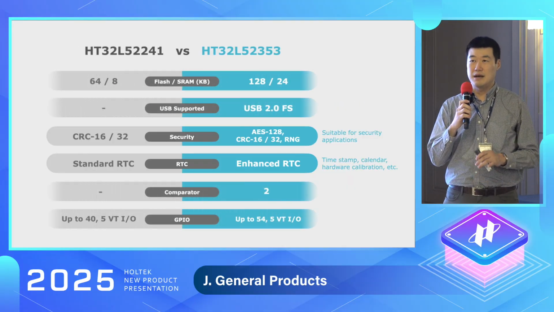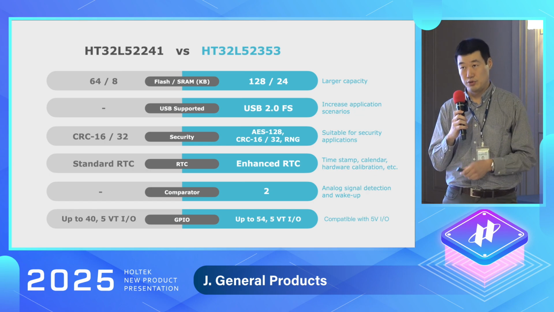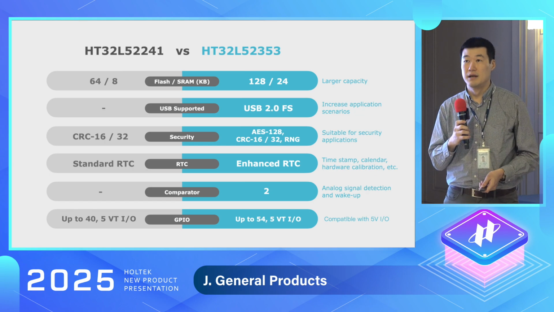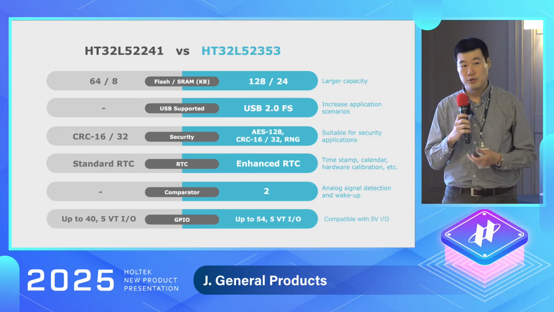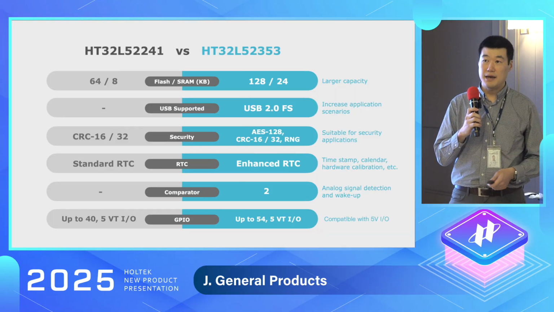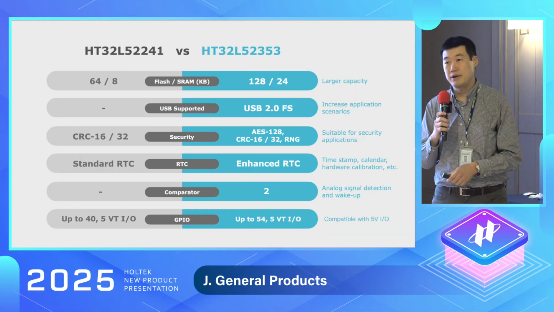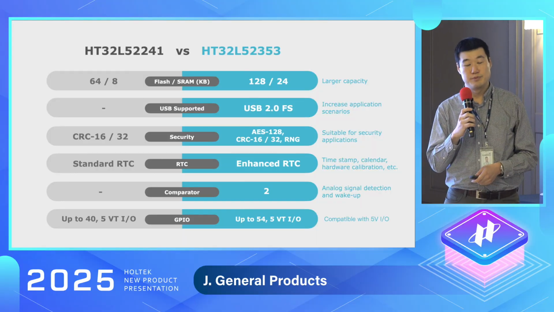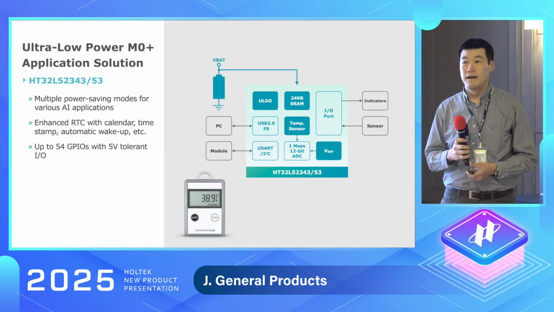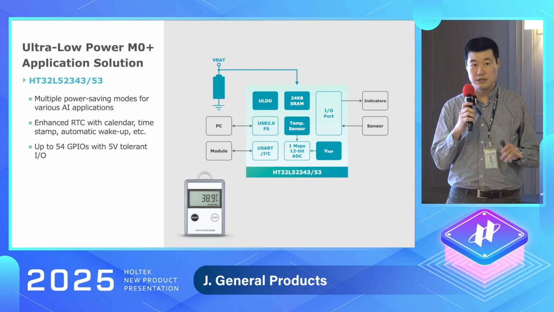Let's take a look at the comparison between the previous generation ultra-low power MCU and the new ultra-low power MCU. We increased the flash memory to 128 KB, and we add a USB port and the security IP, and we enhance the real-time clock. We add 2 channels of comparator. For the GPIO, it's the same. Both of them can support 5-volt GPIO. This ultra-low power MCU is a general purpose. It can be used in lots of applications.